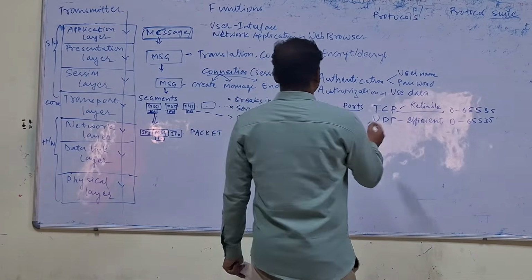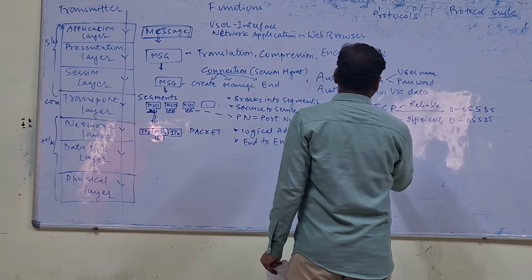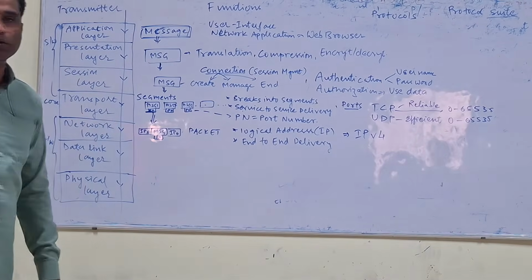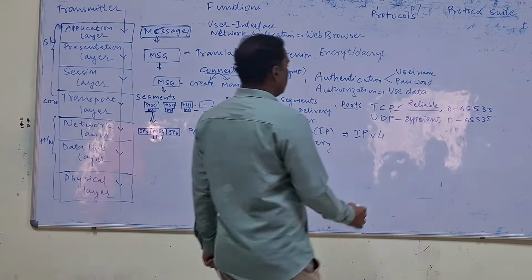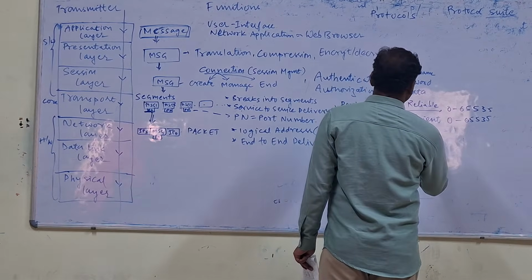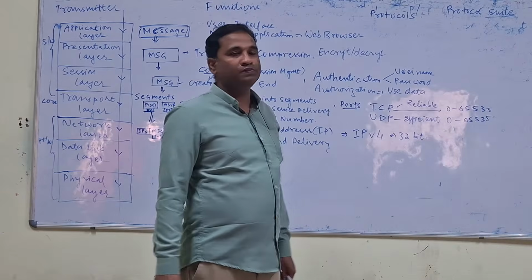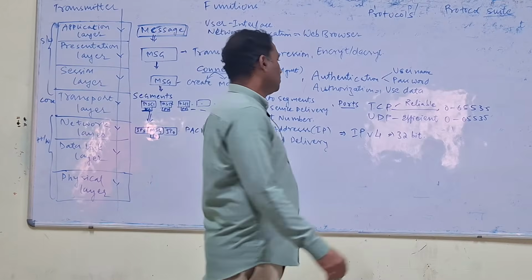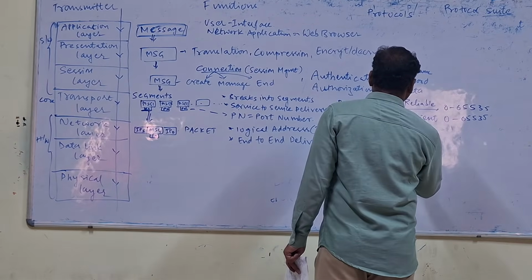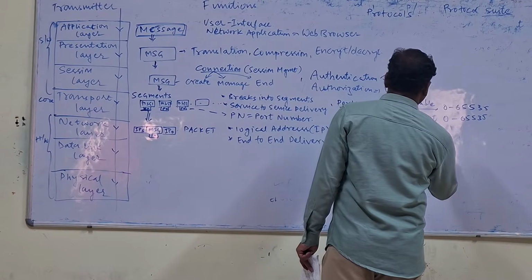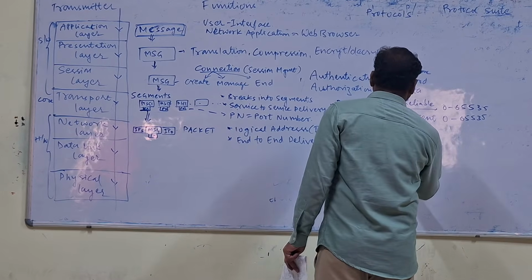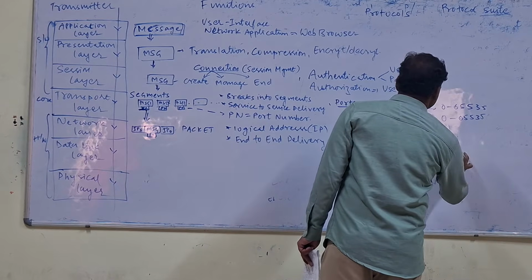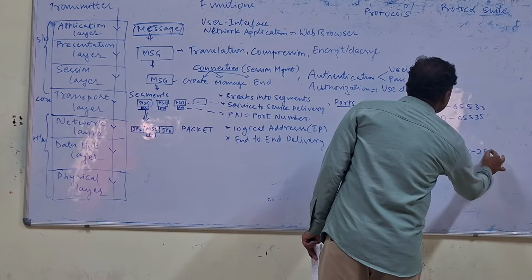So the IP we are using at present is IP version 4. Yes, it is a 32-bit format. So 32-bit means four parts of 8 bits each, and each is from 0 to 255 when you convert to decimal.